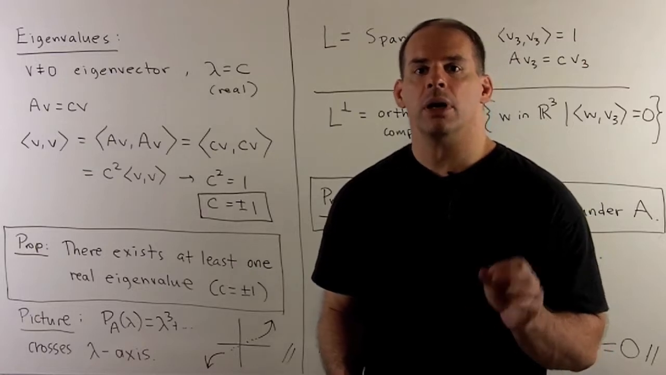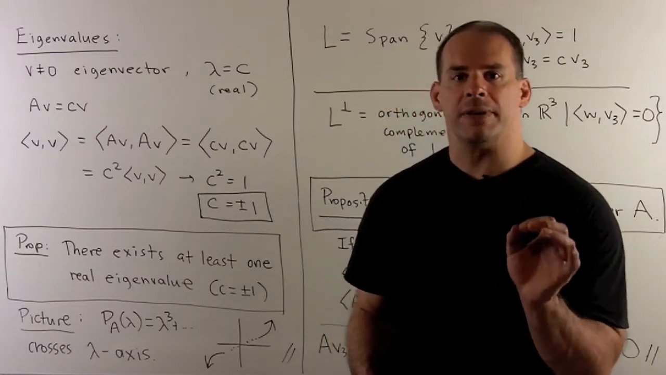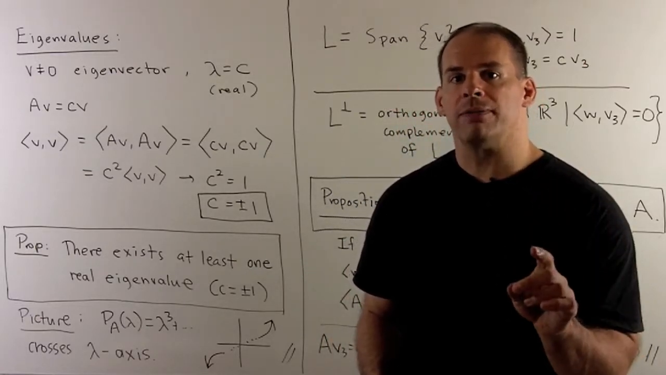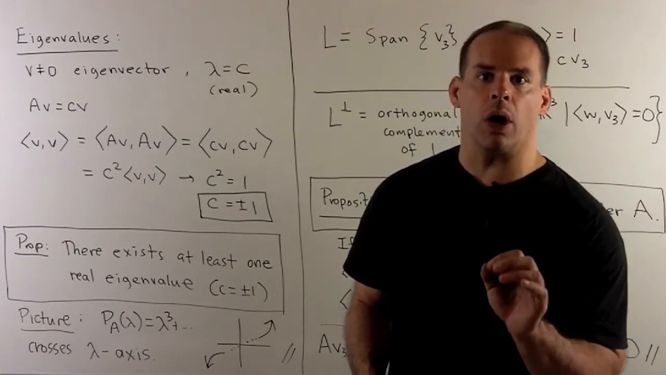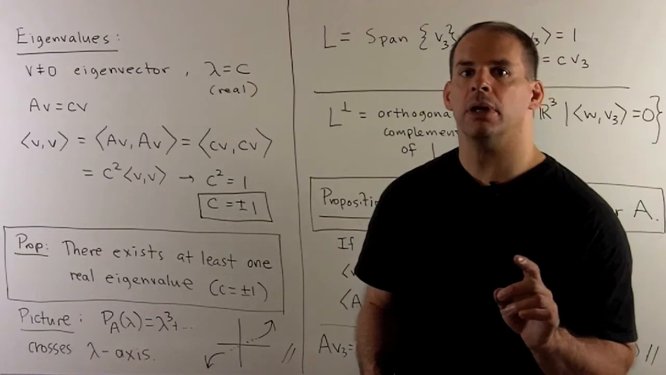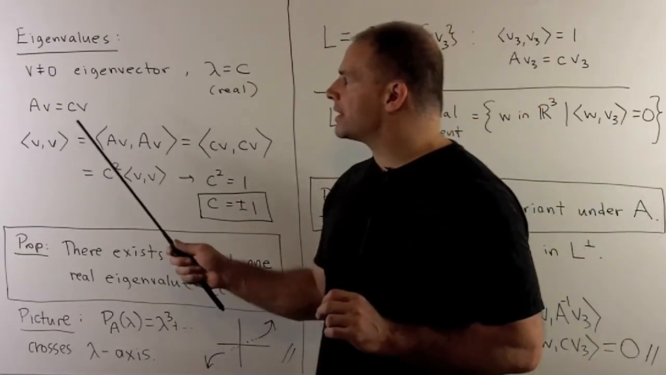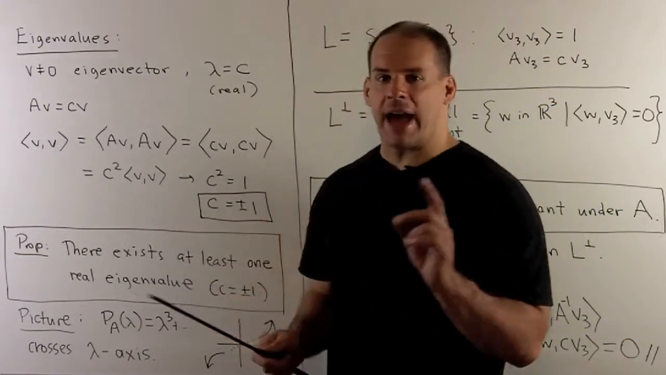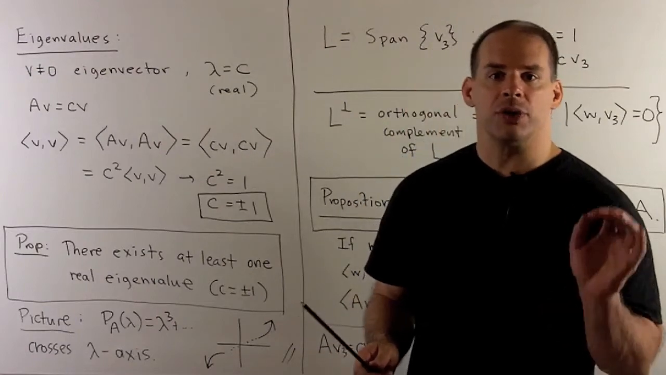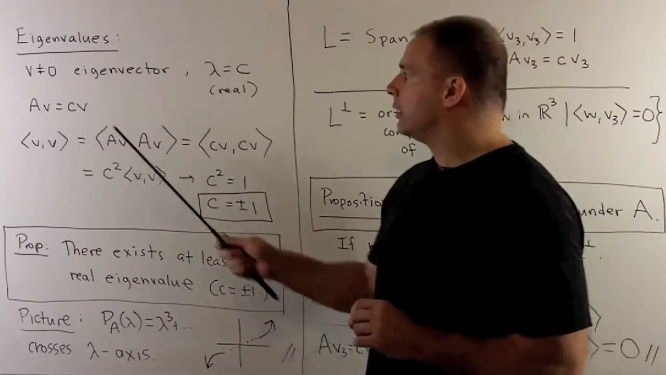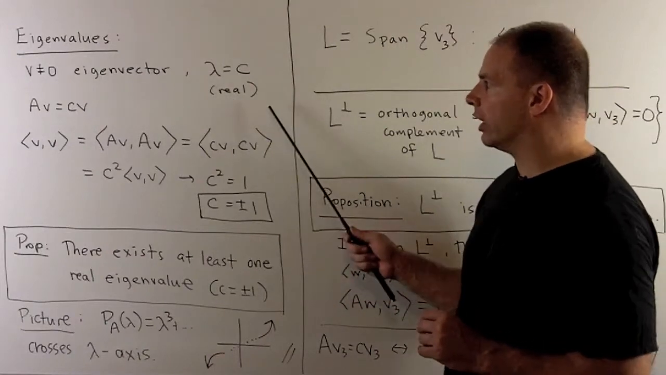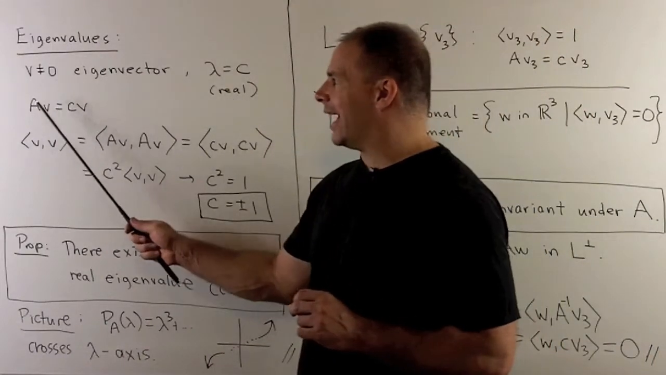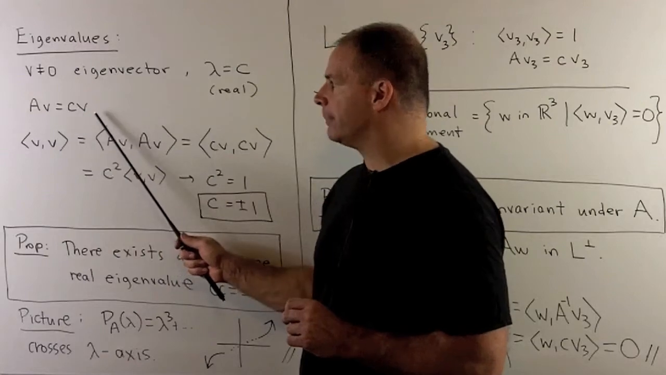Now, the first item we look for is the fixed line L. So I'm looking for a non-zero eigenvector with eigenvalue plus or minus 1. First let's narrow down the possibilities of eigenvalues. If I have a non-zero eigenvector V for eigenvalue equal to c, where c is real, then we have the equation A times V equals c times V.